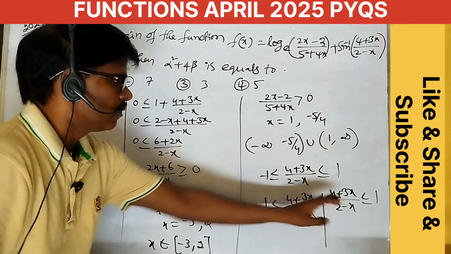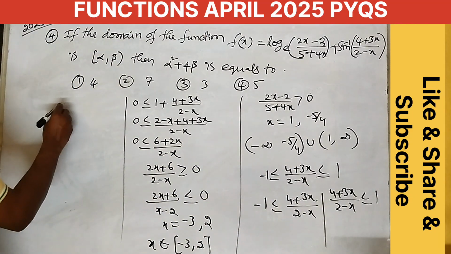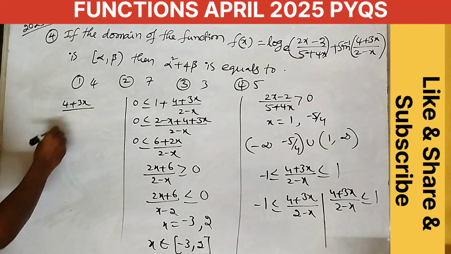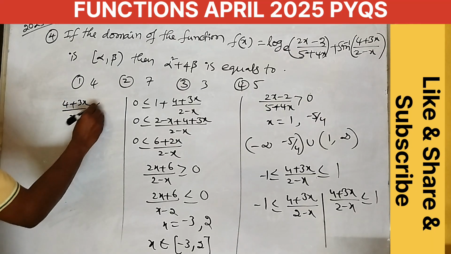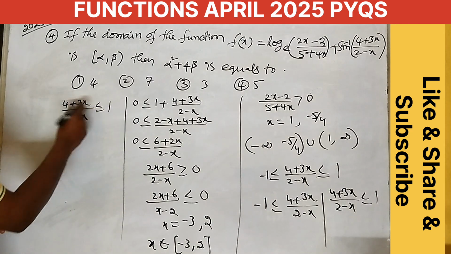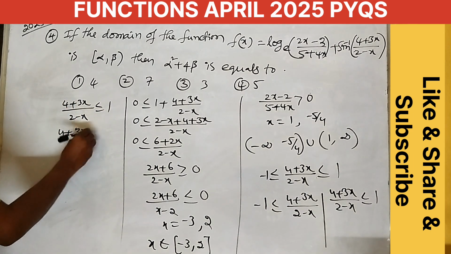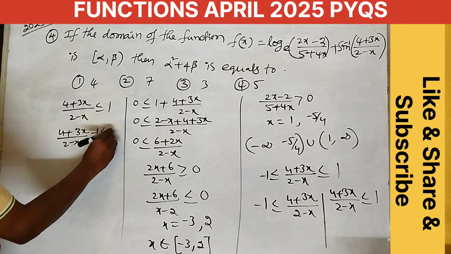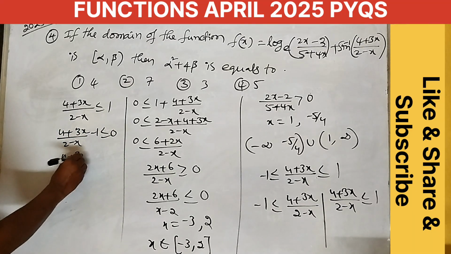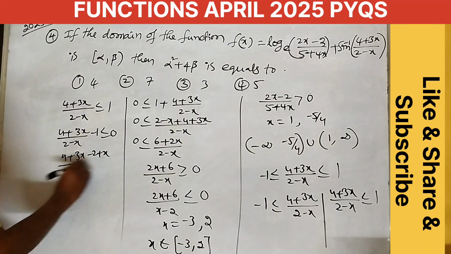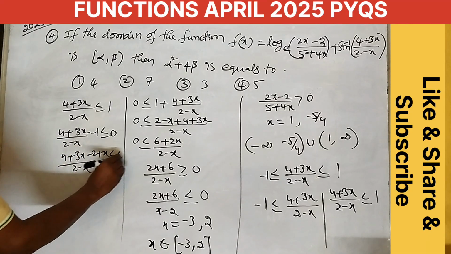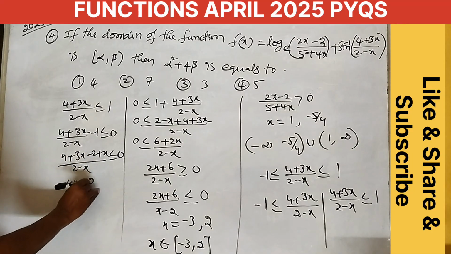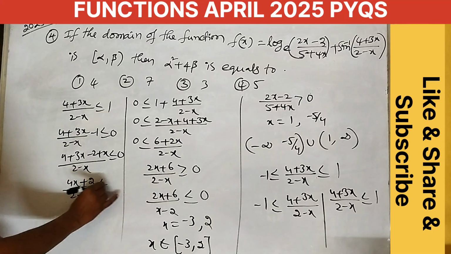This is another one: (4 plus 3x) by (2 minus x) is less than or equal to 1. Take this side, so (4 plus 3x) by (2 minus x) minus 1 is less than or equal to 0. Then 4 plus 3x minus 2 plus x over 2 minus x is less than or equal to 0, which is 4x plus 2 over 2 minus x less than or equal to 0.